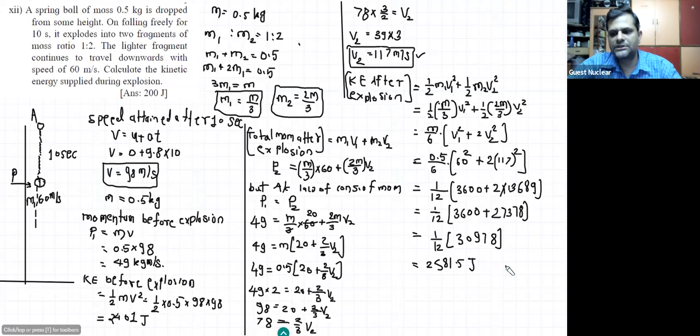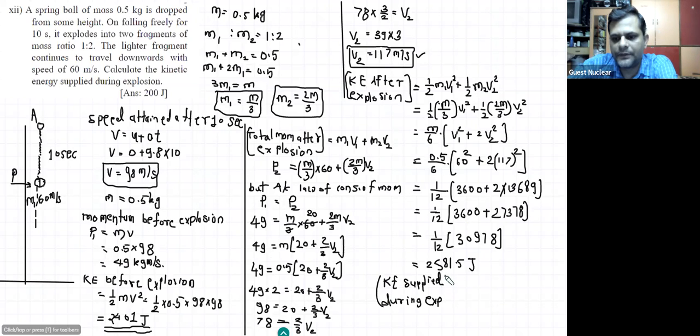Joule. Okay, so this is actually going to be the kinetic energy after the explosion, but we already found out the kinetic energy before the explosion, which is actually going to be this much here. This is kinetic energy before the explosion. So what is the kinetic energy supplied during the explosion? It's going to be the difference of these two.